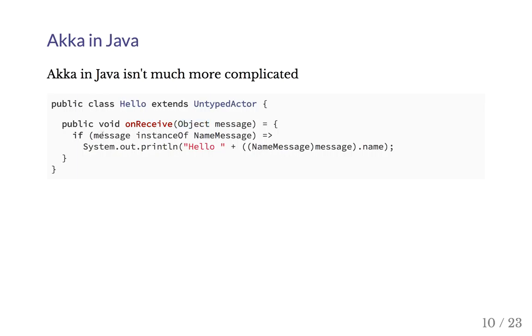In this case we're saying, well, if this message is an instance of a name message, then we're going to print out hello followed by, from that name message, the name. To be stylistically a bit better for Java, I should have had that as a getName, a JavaBeans accessor method, instead of just the name field on the message object. But this is, if you like, the fundamentals of declaring an actor. Really rather simple. You just need to have a message handler.